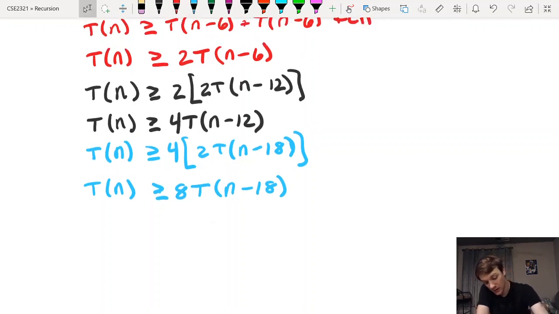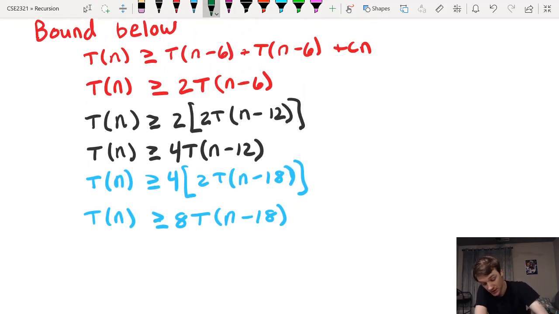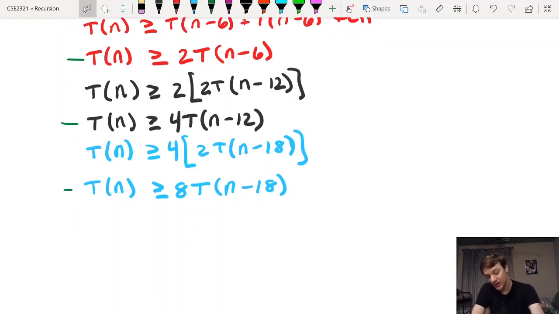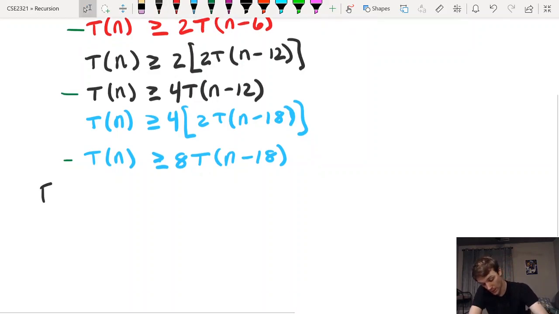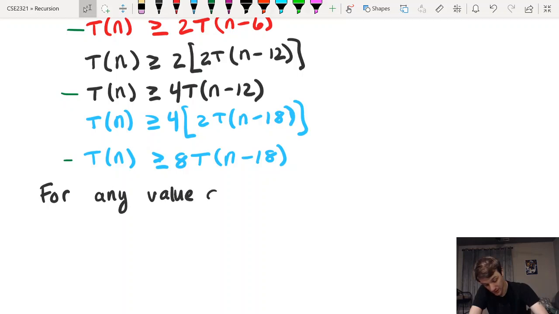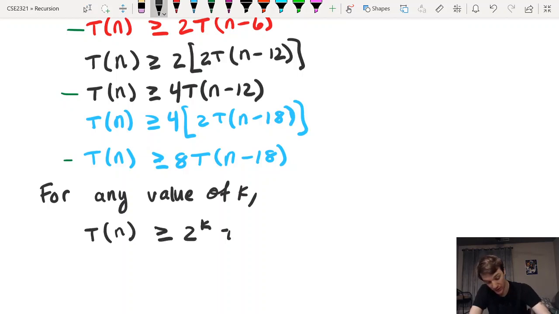Now we need to identify a pattern in these equations. I'm going to quickly denote them here with green dashes. In all of those green dashed equations, I need to identify a pattern. 2, 4, 8 for the coefficient. That's pretty straightforward. So for any value of k, T(n) is greater than or equal to 2 to the k for the coefficients out front. The stuff inside of T is n-18, n-12, and n-6. Hey, those are multiples of 6. So that's T(n-6k).